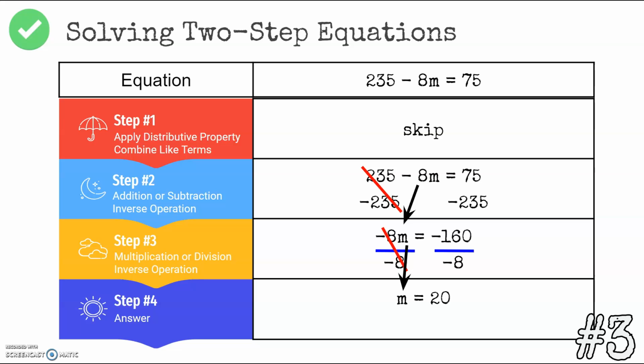Now, this is not my answer because I'm working with a word problem. They want to know how much money I took out each week. And I need to answer, you withdrew $20 each week. That would be the answer to this word problem. You have to write the sentence in order to answer the word problem, not just m equals 20.